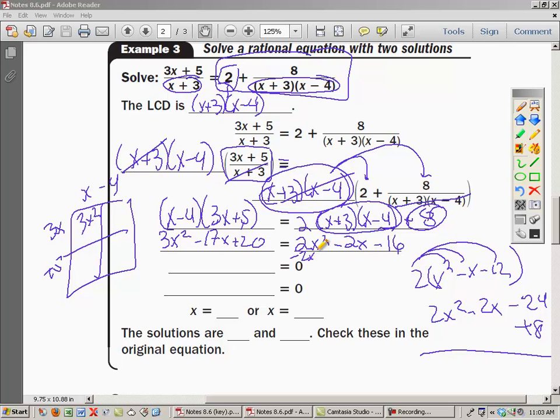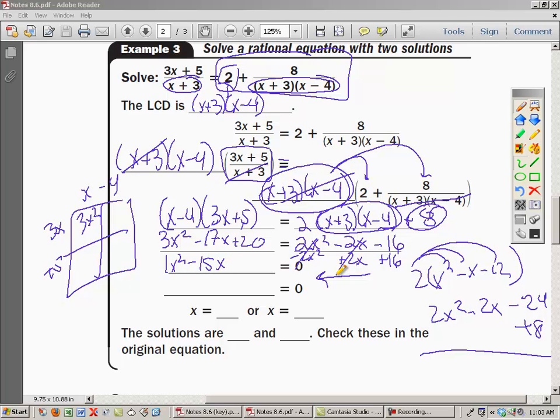Then we have to get everything on one side and set it equal to 0. So I'm going to subtract 2x squared, add 2x, and add 16 to get everything over to the left-hand side. When I subtract 2x squared from 3x squared, I get 1x squared. When I add 2x to negative 17x, I end up with negative 15x.